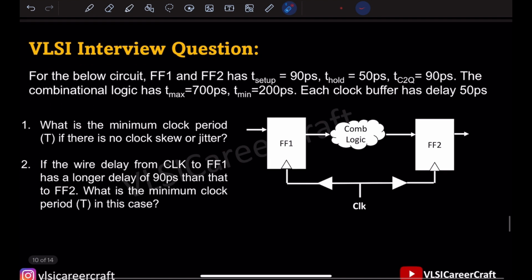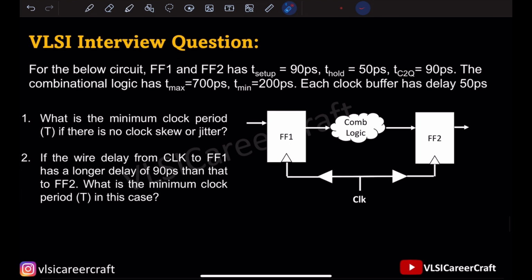So let's get started. For the below circuit, flip-flop 1 and flip-flop 2 have the same setup time of 90 picoseconds, hold time of 50 picoseconds, and clock to Q of 90 picoseconds. For this particular combinational logic, Tmax and Tmin are also given, and these are the clock buffers, and the delay is also given. So in the first part, we are asked to calculate the minimum clock period where there is no clock skew or jitter.